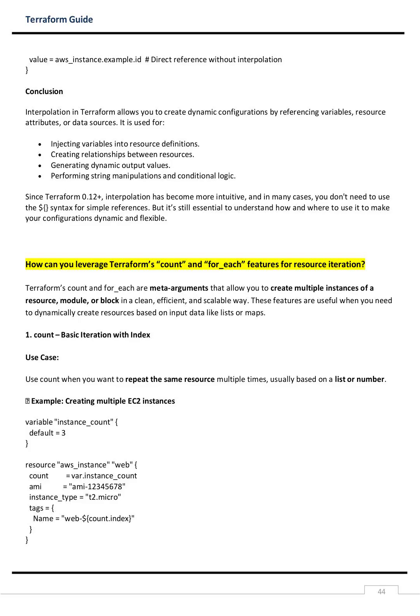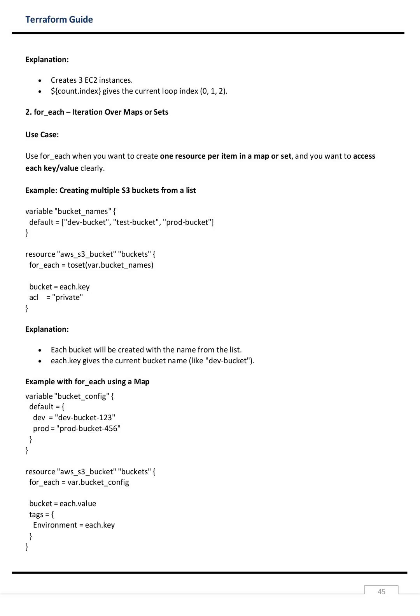Variable instance count. Resource aws_instance web, count 3. Terraform guide explanation: creates 3 EC2 instances. count.index gives the current loop index: 0, 1, 2. 2. For each. Iteration over maps or sets. Use case: use for_each when you want to create one resource per item in a map or set, and you want to access each key value clearly.